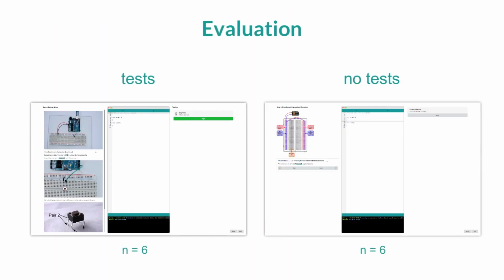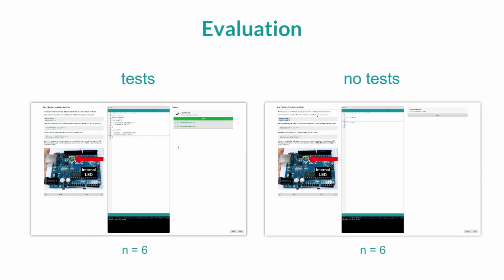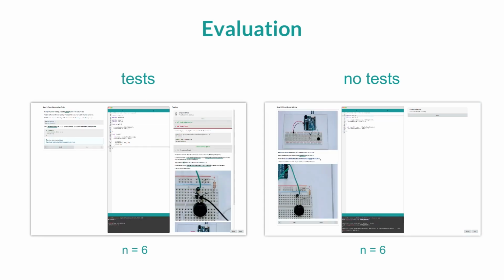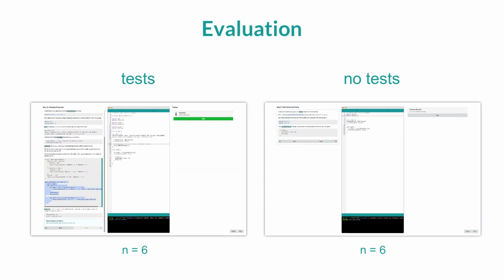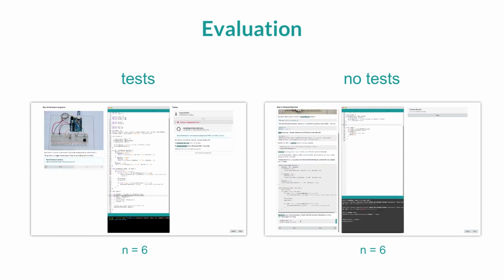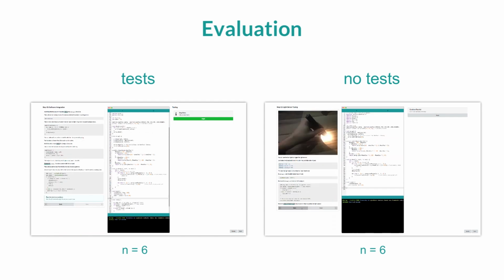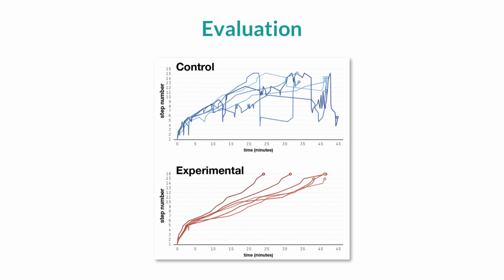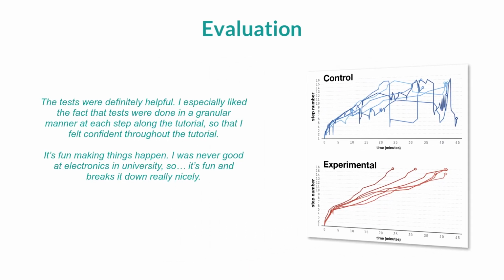To evaluate ElectroTutor, we performed a between-subject study, comparing the full system with a baseline system without interactive tests. Participants used ElectroTutor to build the light-sensitive alarm clock pictured previously. Our study results are promising. The addition of interactive tests significantly reduced backtracking to previous steps to troubleshoot mistakes, and participants appreciated the features of the system.